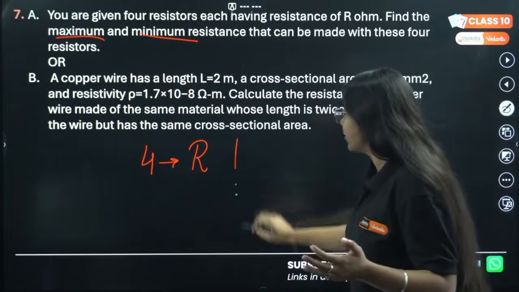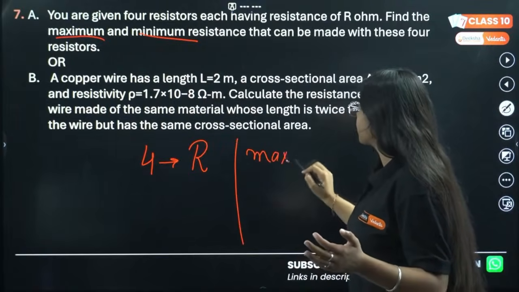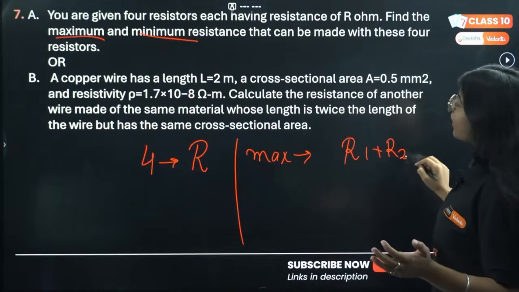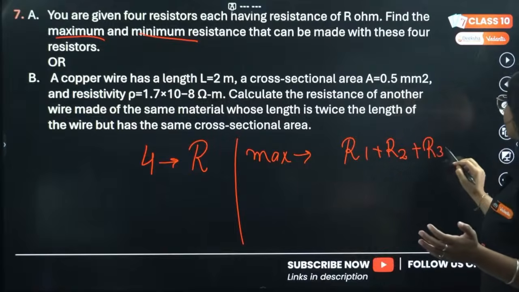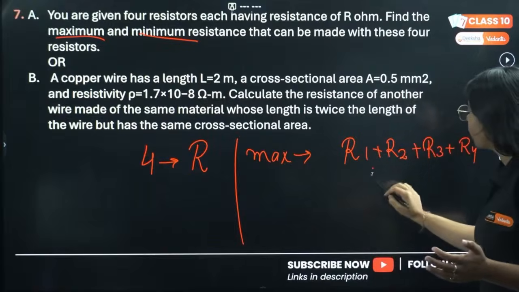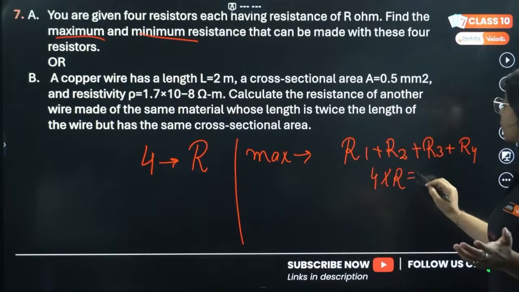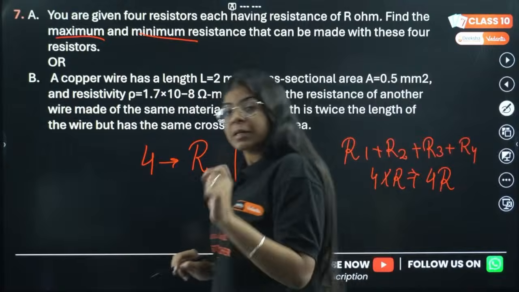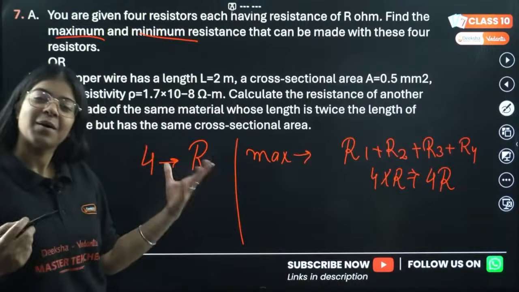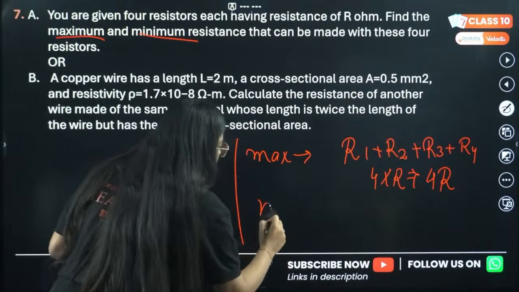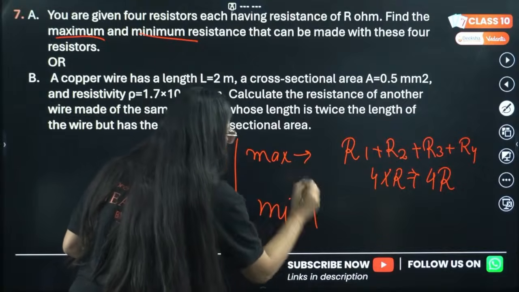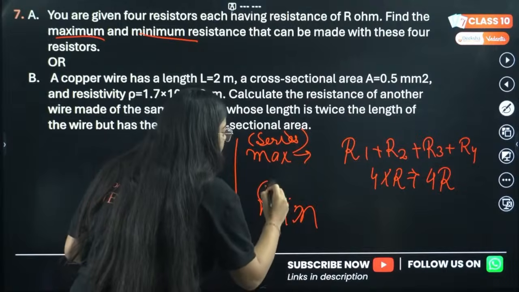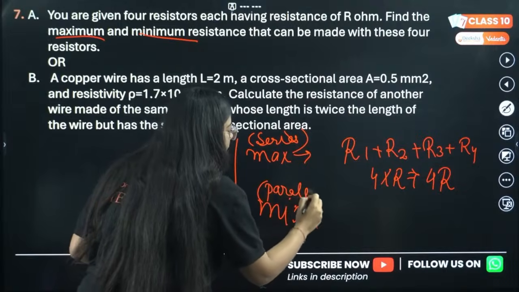Now it's very easy, we know. For maximum, the resistance should be added. That means they should be in series. So we have 4 resistors, all are R, so 4 into R. So the maximum resistance will be 4R. For minimum resistance, they should be connected in parallel. For maximum, they should be connected in series. For minimum, they should be connected in parallel.